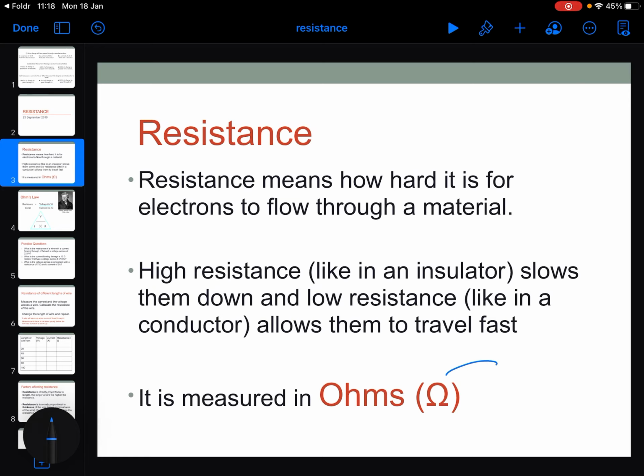And its symbol here is actually a Greek letter. Now, its official name in the Greek alphabet, not here, is omega, but we refer to it as ohms. So just like that, like a little head and shoulders there. So ohms.